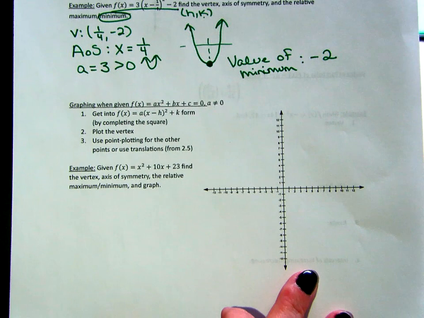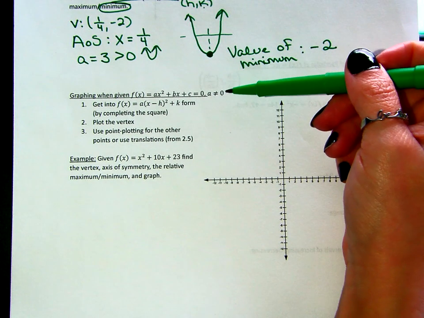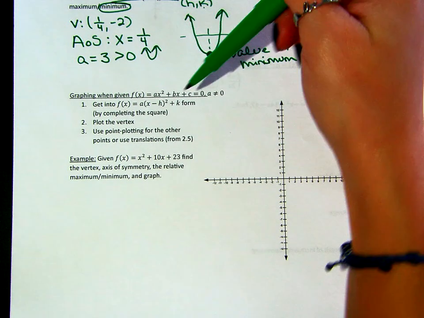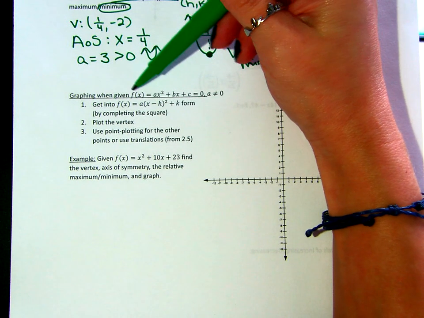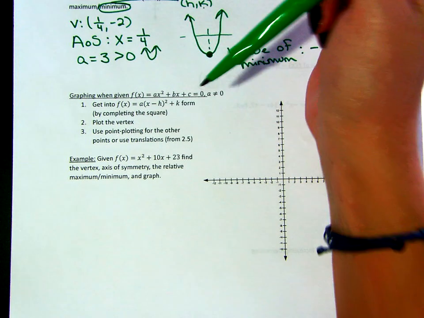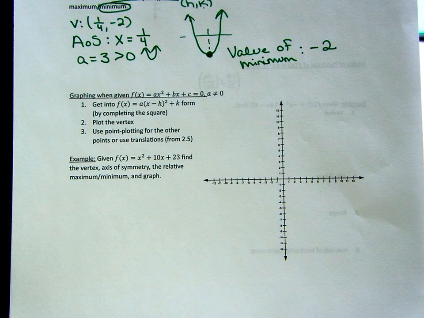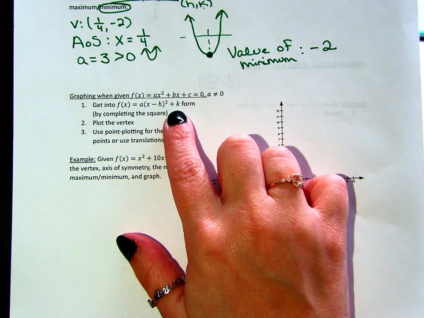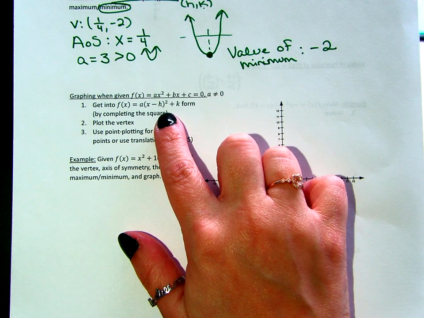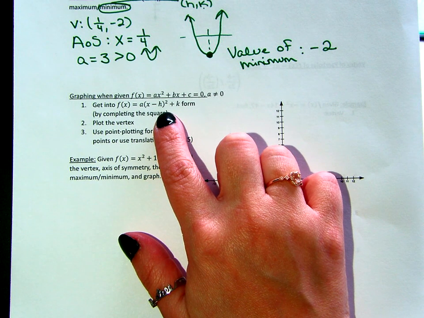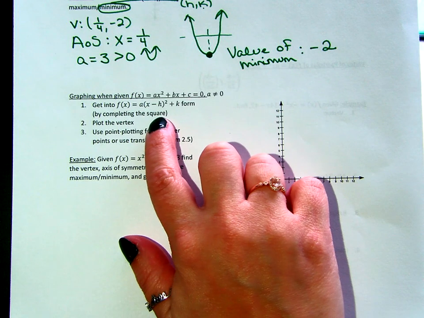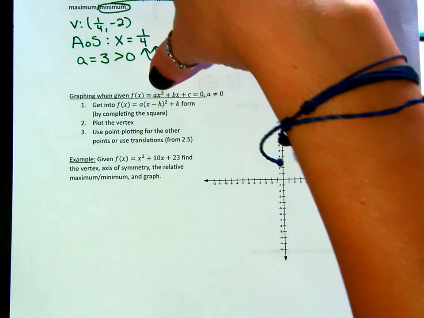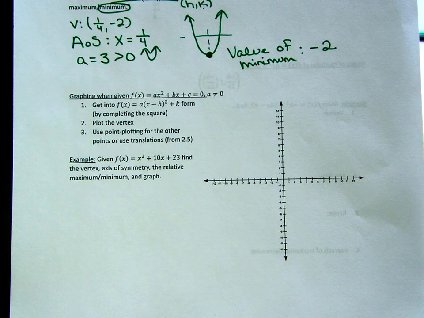If you like steps, here's our steps. This is if you are given the general form of ax squared plus bx plus c equals 0 for your function, or it says f of x equals all of this. If you're given any other format besides the a times x minus h squared plus k form, you're going to want to get it into this form, at least for right now. And the way that you do that is by completing the square, which is what we did in 3.2. By completing the square with the ax squared plus bx plus c, we're able to manipulate the equation around so it looks like this nice format, which gives us our vertex.